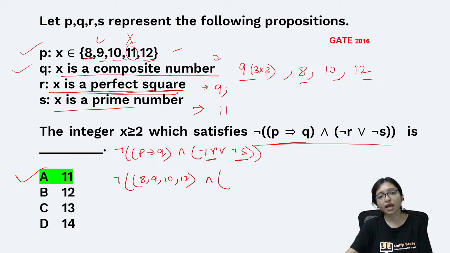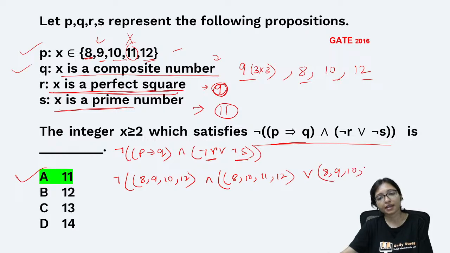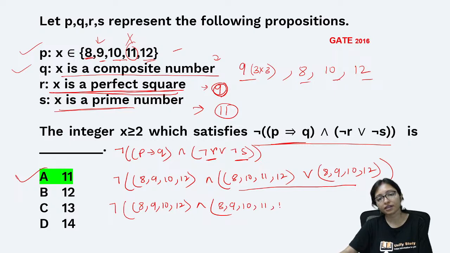Not R. Not R means excluding 9. Excluding 9 I have to take, so 8, 10, 11 and 12. Or not S. Not S means exclude the 11. So here it is 8, 9, 10 and 12. That is what I can do. Yes. Now what will I see? Here it is negation. Then it is 8, 9, 10, 12. And from here, or means all are coming here: 8, 9, 10, 11 and 12.